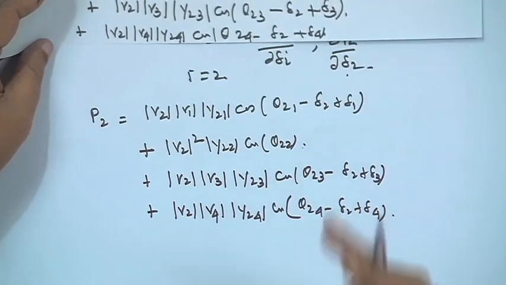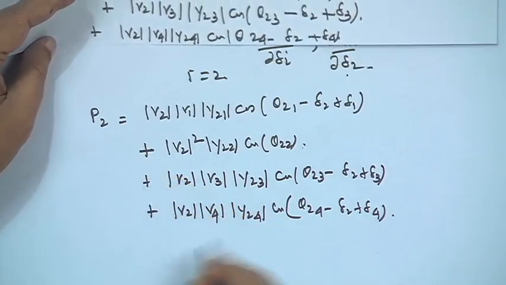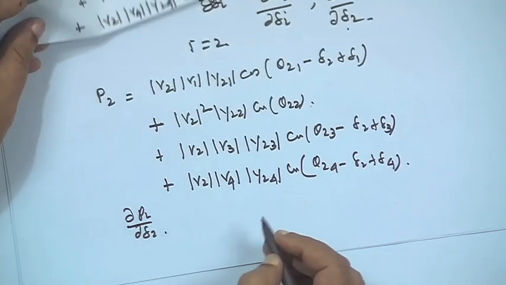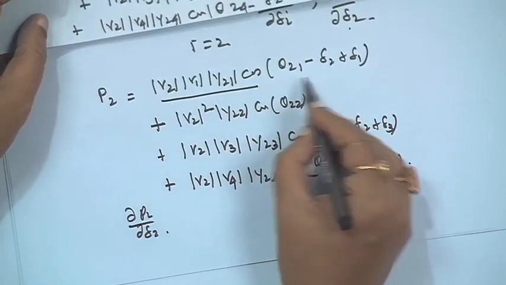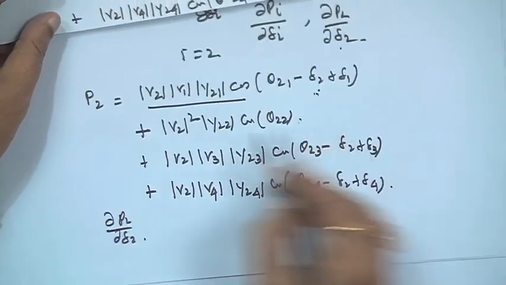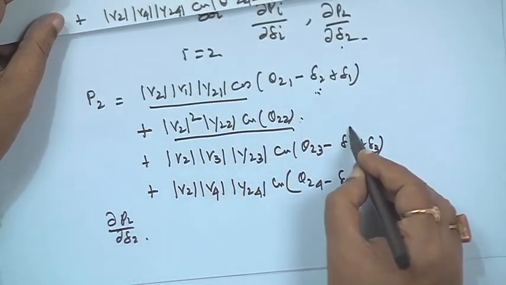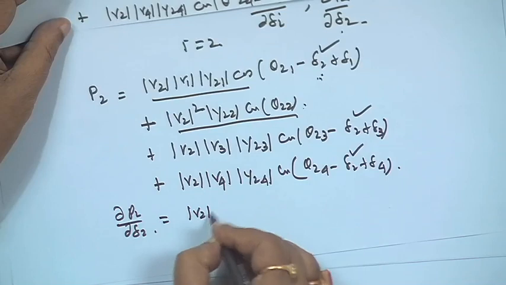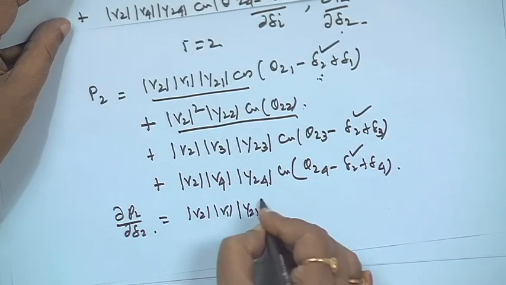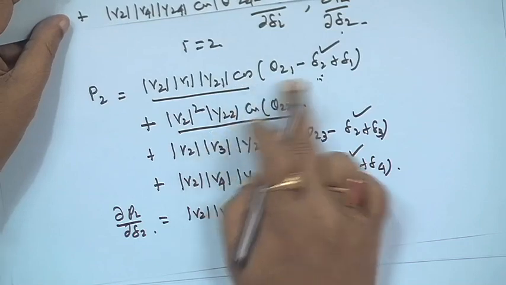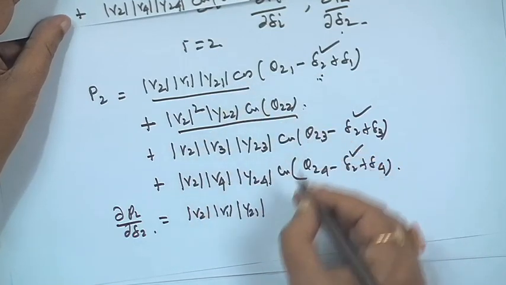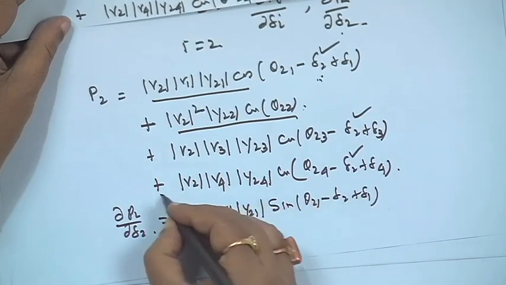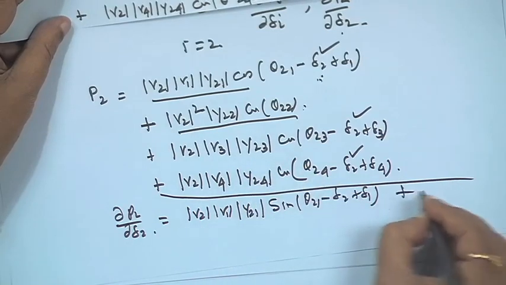That means when you take delta P 2 upon delta 2, this one will be there, and the derivative exists, as delta 2 is here. This term has no delta 2, so it will be 0, but here also delta 2 is there, here also delta 2 is there. That means it is V 2 V 1 y 21. Because of cosine, a minus, and because of minus delta 2, another minus will come out, so it will be plus sine theta 21 minus delta 2 plus delta 1. This is the first term. The second term is 0, it is not there.